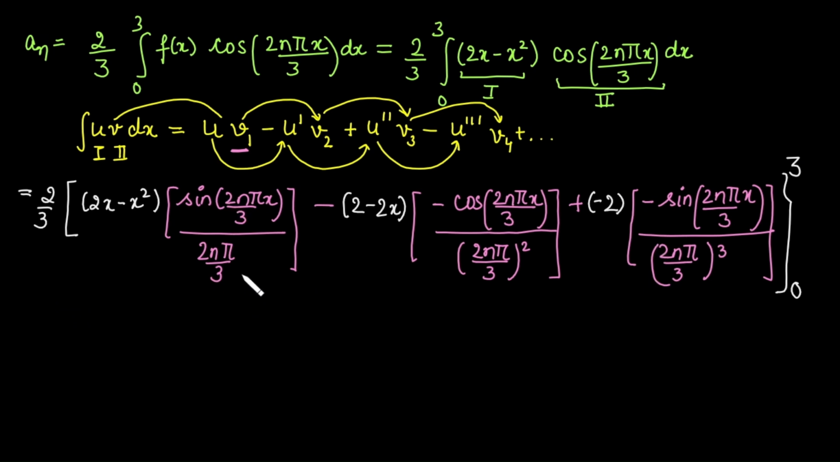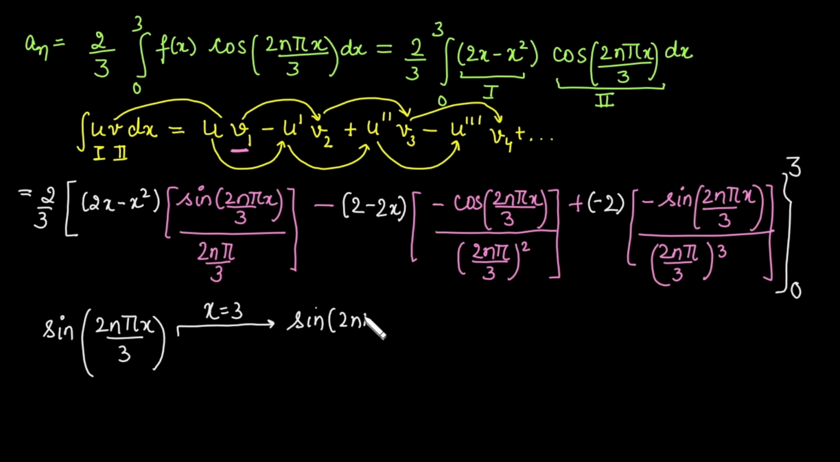Now, before substituting the limits, let's observe the behavior of sine and cos on the upper limit as well as the lower limit. So, sine 2n pi x by 3 at the upper limit, when x is equal to 3. We have sine 2n pi, because that 3 will get cancelled with 3, and sine n pi is 0 as well as sine 2n pi is 0.